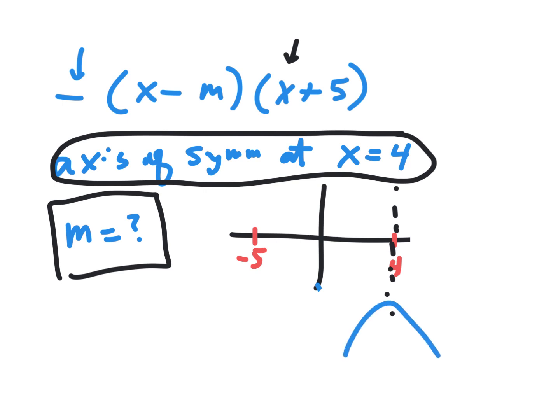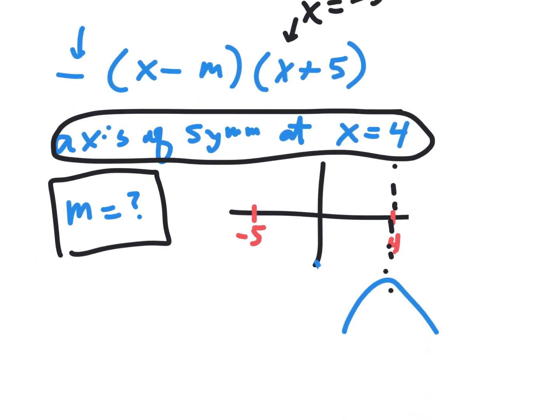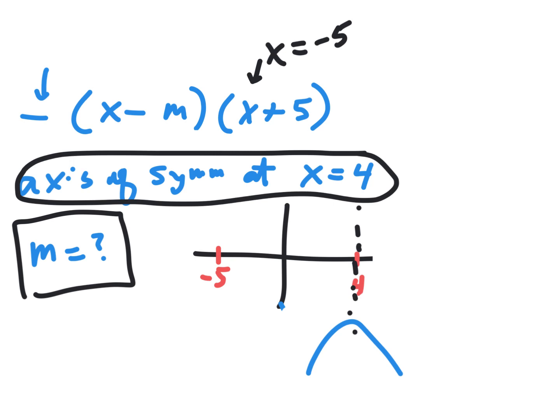Except wait. One more thing we know. It's like little clues. X equals negative 5 is a big deal. It's one of the roots. So it must, this parabola here, this blue parabola, can't be down there. It has to touch right there. See, right there. So then my parabola must be more like this.